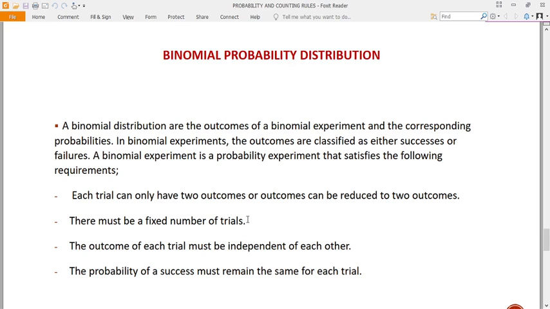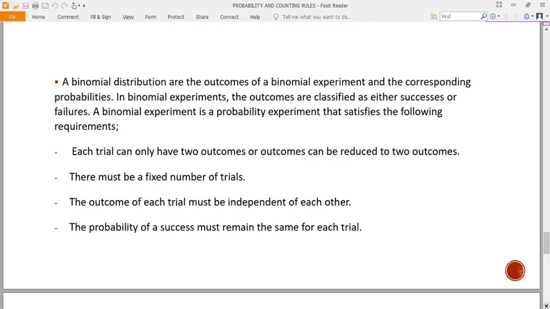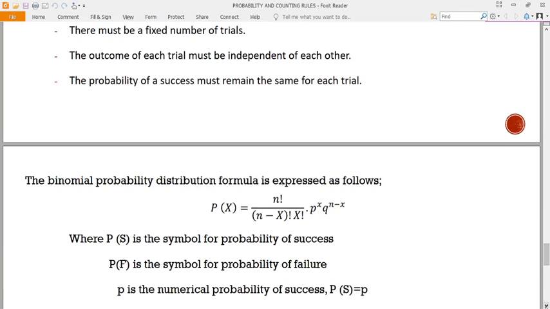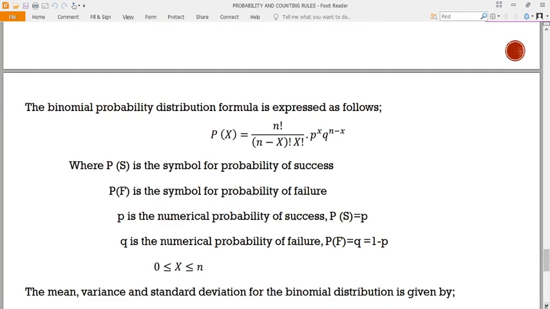And the number of trials should be fixed and known, and then the outcome of each trial must be independent of the other, so the outcome of one shouldn't influence the outcome of the other event. And then the probability of a success must remain the same for each trial. So this is the formula for the binomial probability distribution.